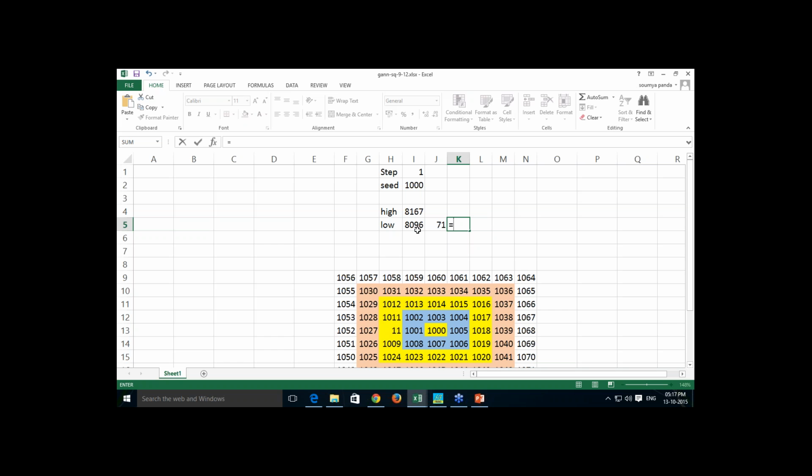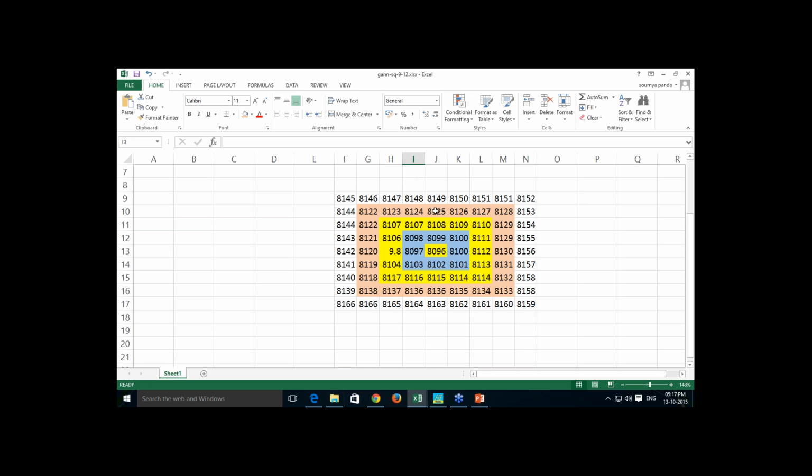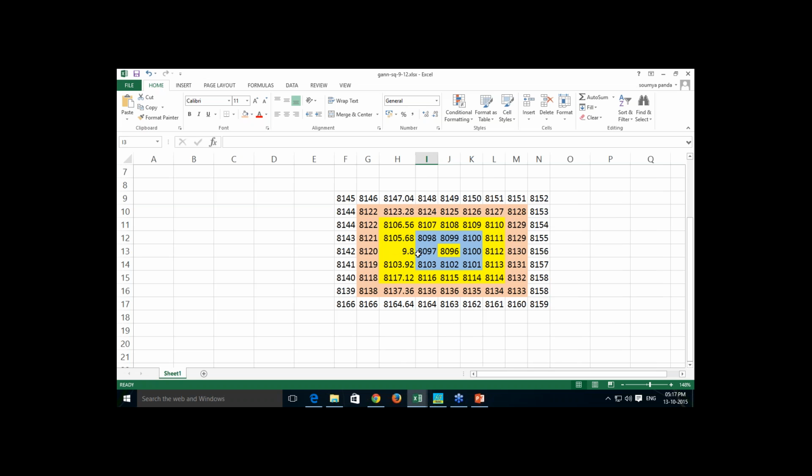So suppose I take this low and I want 81 numbers, so what will be the step? 71 divided by 81, so the step is 0.88. So 0.88 is the step and the number is 8096. If I take 8096 from here and start constructing my Gann wheel, or Gann square of 9 wheel, I will get all these different numbers here.